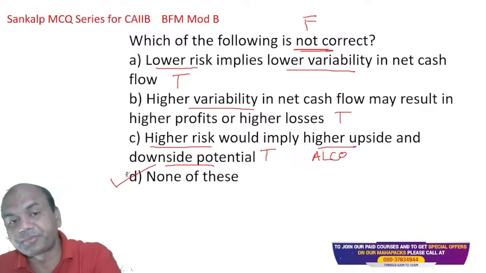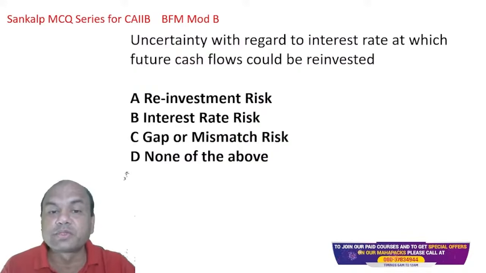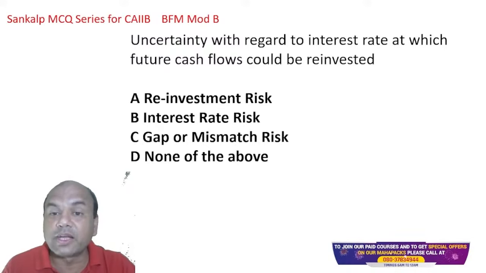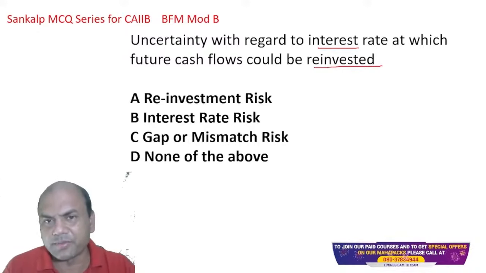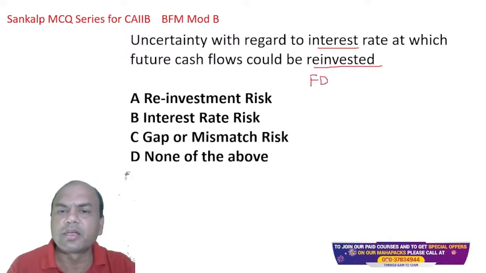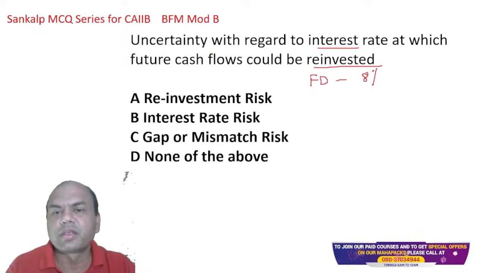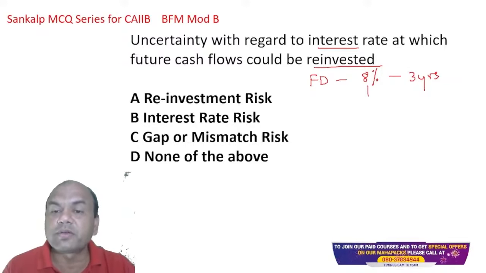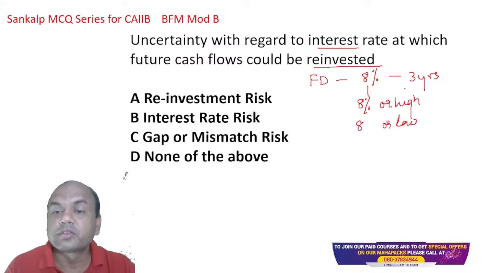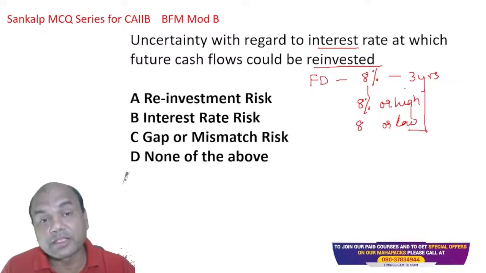Uncertainty with regards to the interest rate at which future cash flows could be reinvested. Basically, we are talking of reinvestment. Means what? Suppose today I'm having an FD at, let's say, 8%. This FD is for, let's say, 3 years. So what is the reinvestment risk, or what is the risk in this? After 3 years, will I be getting the same rate of interest of 8%, or higher, or lower? So this is known as which risk?